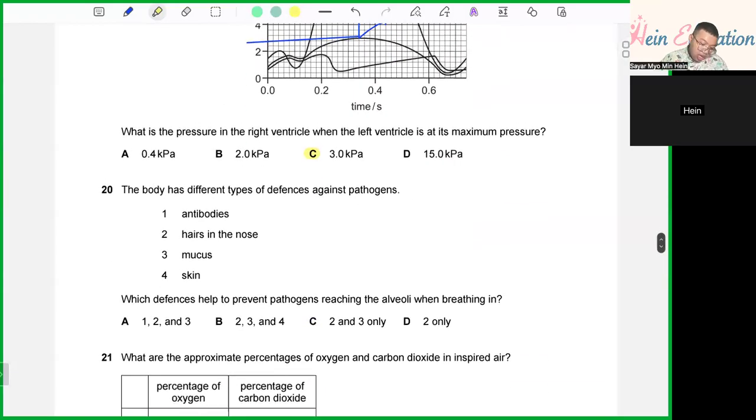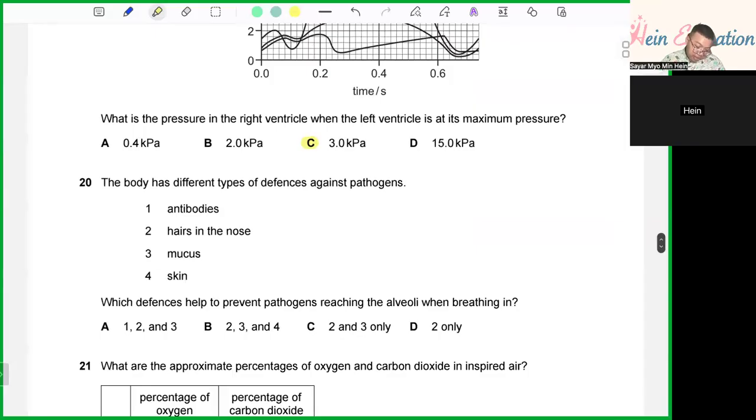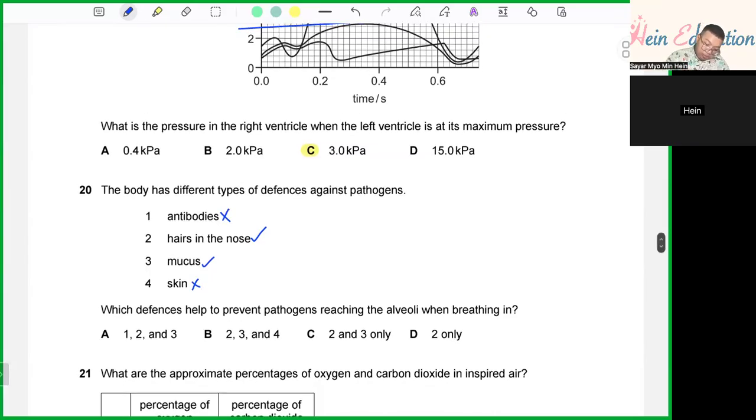Number 20, the body has different types of defense, and they give you these options. Which defense helps to prevent pathogens reaching the alveoli when breathing in, right? So antibodies, no, it will not. Hairs in the nose, yes, because they can trap or filter the pathogens. So number 2 is possible. Number 3, mucus, yes, it's also in the trachea. For skin, no. So the answer should be C as well.